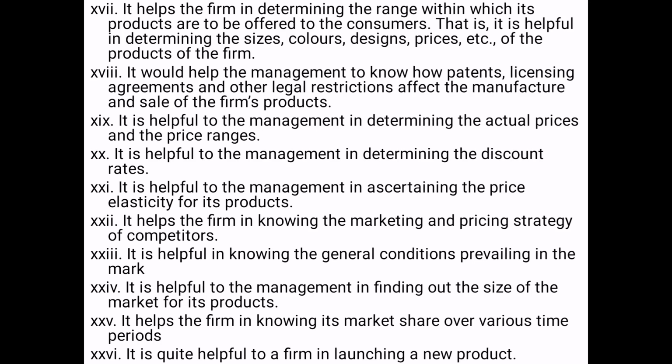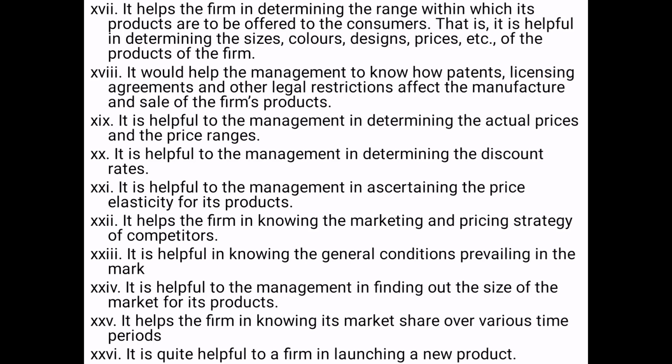It will help the management to know how patents, licensing agreements, and other legal restrictions affect the manufacturers and sellers of the firm's product. It is helpful to the management in determining the actual prices and the price ranges. It is helpful to the management in determining the discount rates. It is helpful to the management in ascertaining the price elasticity for its products.